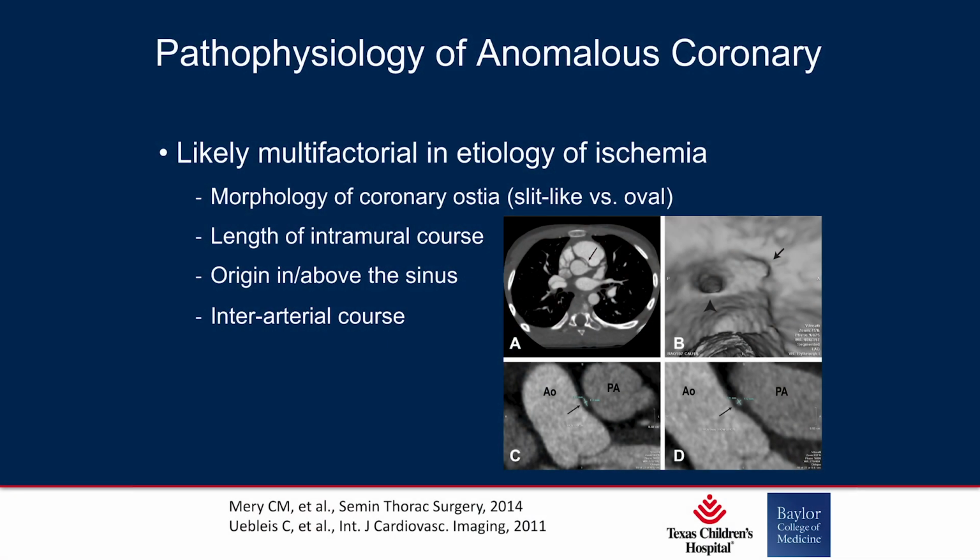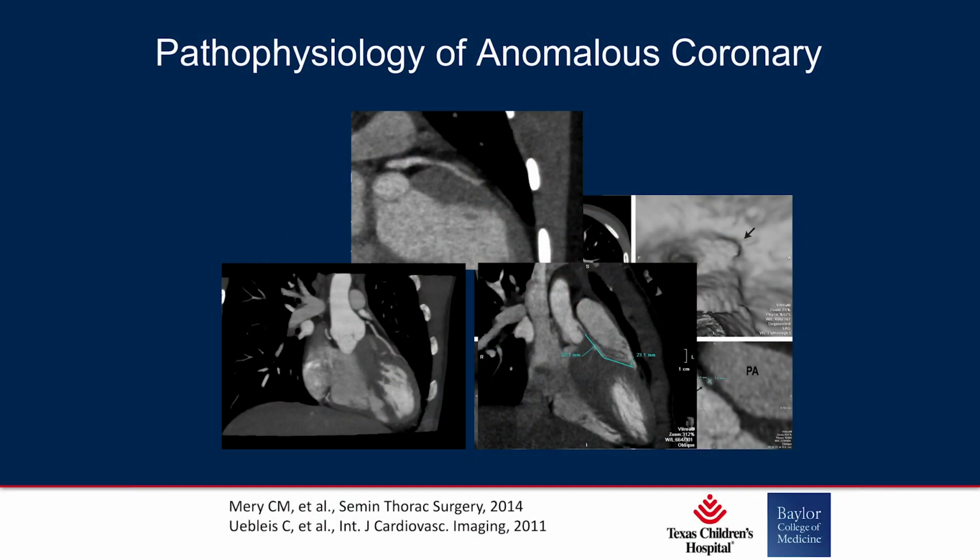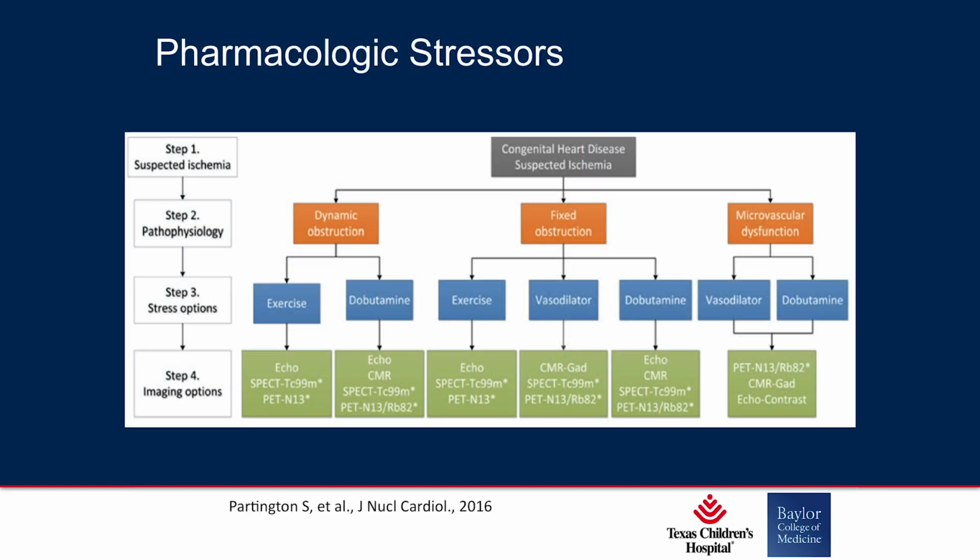And then lastly, as we've heard all morning, the pathophysiology of anomalous coronaries is likely multifactorial, whether that's from the ostial morphology, the intramural course, the interarterial course, where the origin is. This is likely all coming into play, but we look at this as likely much more of a dynamic pathophysiology than just truly a fixed obstruction. And that's going to go into what pharmacologic stress agent we end up choosing. Likewise, as we heard from Dr. Rogers this morning, this is just some of our CT images of myocardial bridge, where again, it's likely much more of a dynamic pathophysiology.